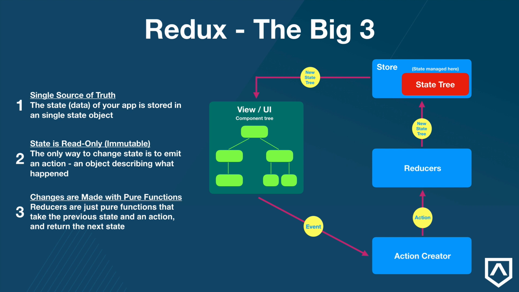Finally, the last principle is that changes are made with pure functions. Those pure functions are the reducers. Reducers are just pure functions that take the previous state and an action that was dispatched and return the next state. So instead of changing one part of our state tree, we're replacing our state tree with an entirely new state tree, or an entirely new object.